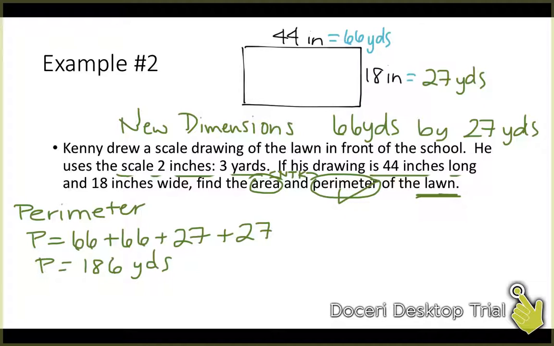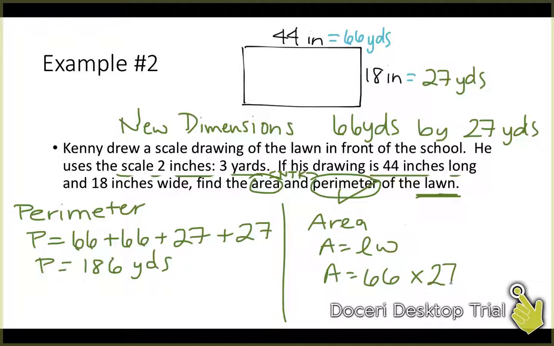All right, let's find the area. Actually, I don't have space there, so I'm going to put it off to the side. In order to find my area, I honestly like finding area better than perimeter because there's less I have to put in the calculator. All I have to do is 66 times 27. If I put that in the calculator, I get an area of 1,782 square yards. I do need to put that little 2. And now I have answered the question.